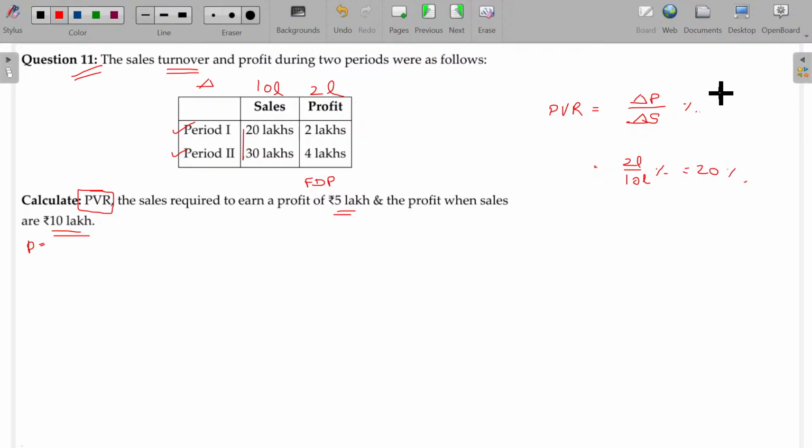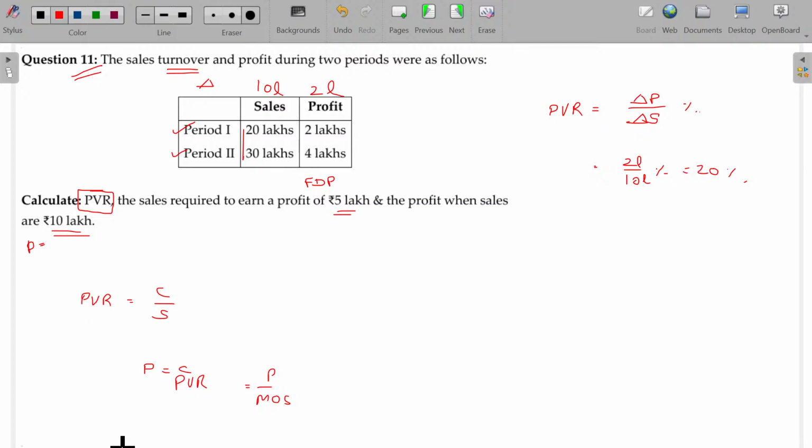Now to make you understand how we get this: what is the formula for PVR? Difference in profit divided by difference in sales. The actual normal formula is contribution by sales. In case of MOS, profit is equal to contribution. So profit divided by MOS sales is also PVR, because the profit is nothing but contribution for the incremental sales.